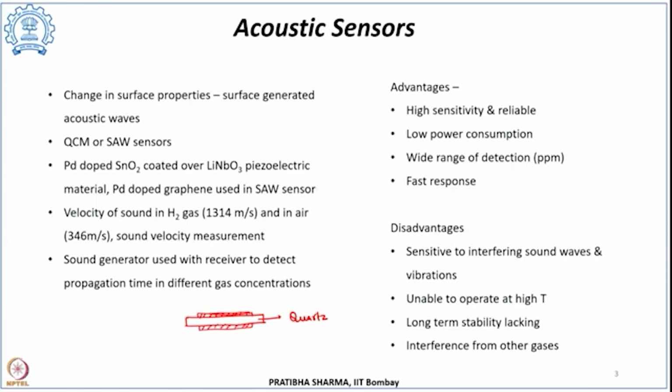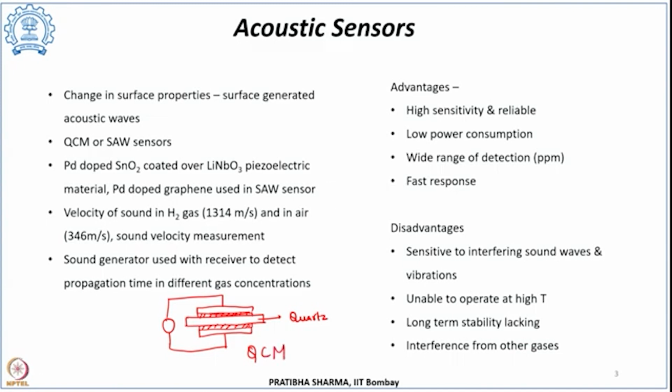Now these electrodes cause a deformation in the quartz, and there is a resonance. That resonance frequency changes when such a deformation takes place, if there is an accumulation of certain mass. Now on the electrode there is a hydrogen sensing material also deposited, and that is connected to an external signal. So this is like the quartz crystal microbalance.